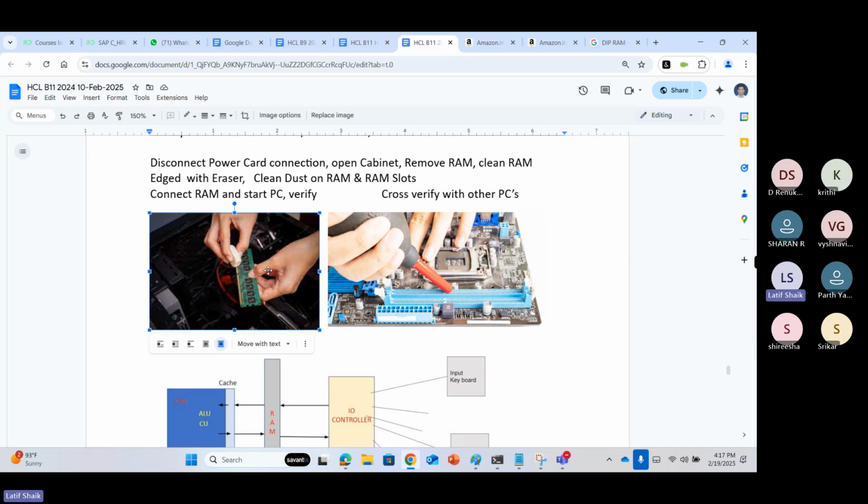Okay, so this is the point. When your system is showing a blank or black screen, the power LED is on, but nothing is on your screen and the keyboard LED is not blinking, it means the possibility is RAM related. So open the cabinet, clean the RAM edges, clean the RAM slots, insert the RAM and try again, or cross-verify the RAM with another RAM.